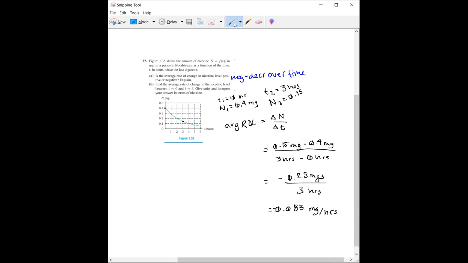So there are a couple of things that I did here that are going to help us interpret this. Number one is that I kept the units the whole way through. So now we know what our units are at the end, which is kind of part of the answer to the question. But I'm going to leave it up to you guys to interpret this answer in terms of nicotine. What does this mean?